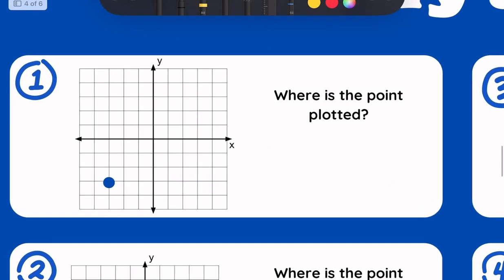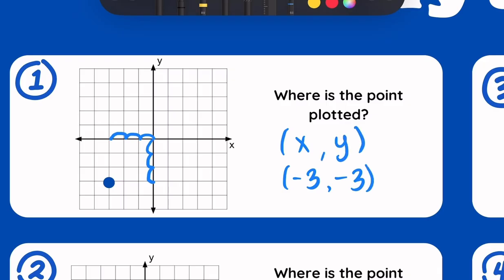Let's start with this point. This point is to the left. Therefore, it's going to be negative. So I'm going to count 1, 2, 3 points to the left of 0, which means my x would be -3. And down here, it goes below 0 for y. So therefore, it's also going to be a negative y. So I'm going to count 1, 2, 3, which is also -3. So my point is -3, -3.